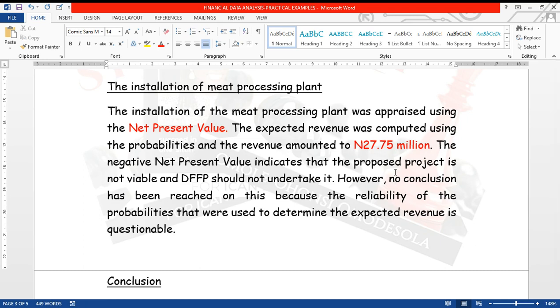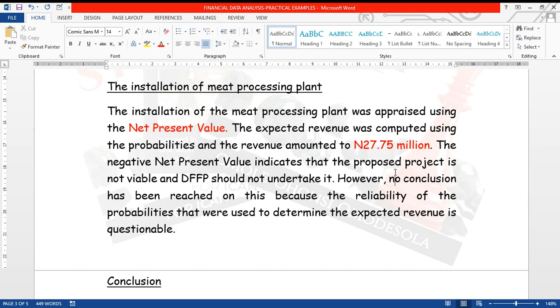Now we calculated an expected value, because when you have the figures, you have estimates, you have probabilities. If you multiply the probabilities by the estimates, right? You have what? Expected value. And in this case, we have expected revenue of 27.75 million. The negative net present value, after computation, after looking at the outflow, the inflow, the scrap, everything, we saw that we have a what? We have a negative net present value.